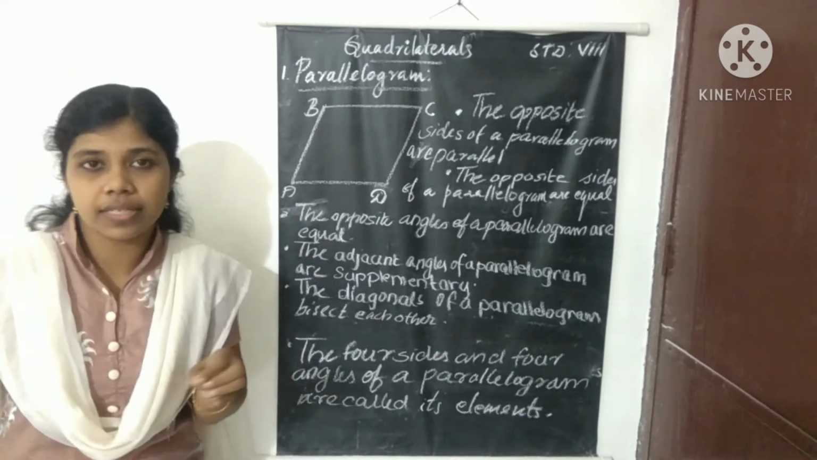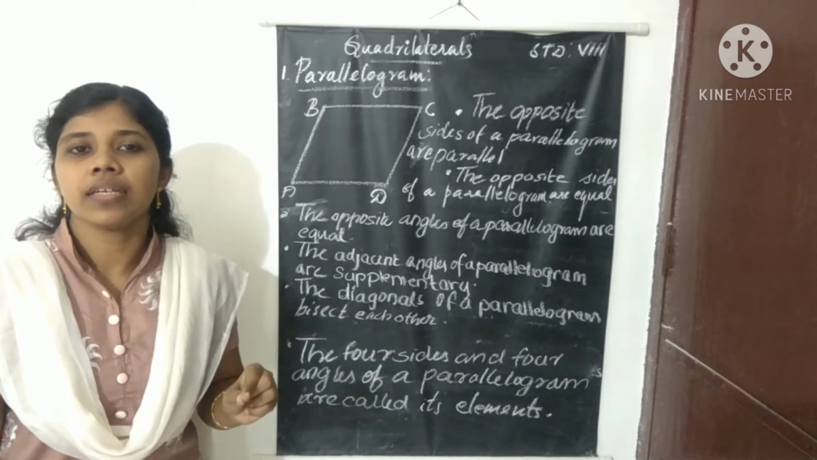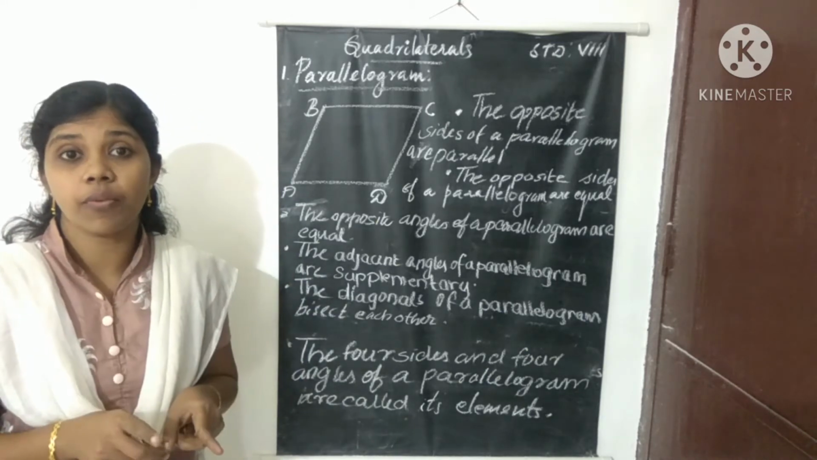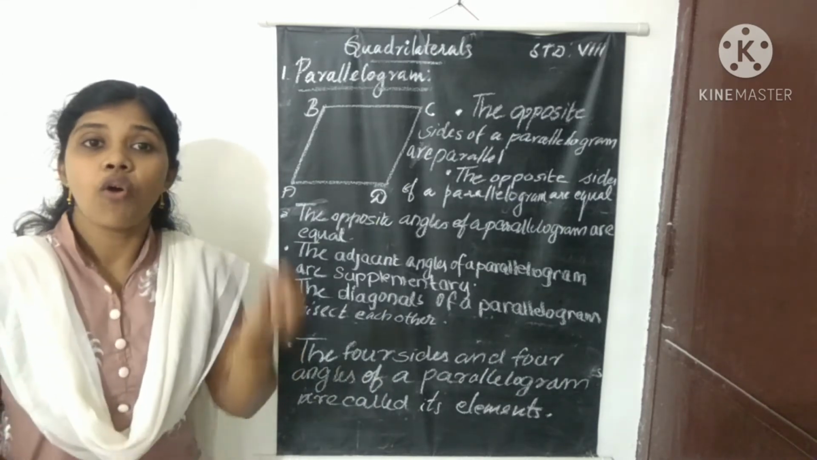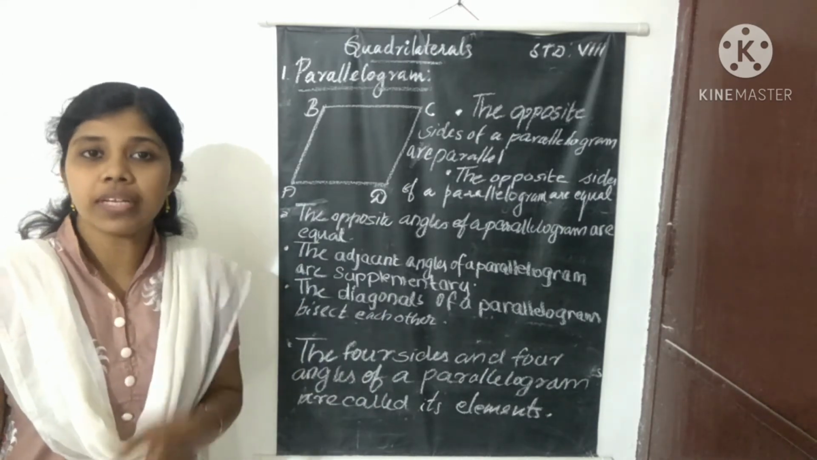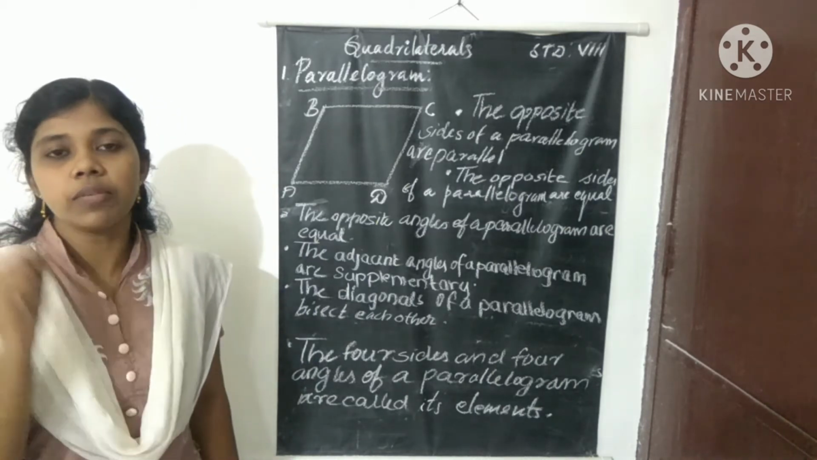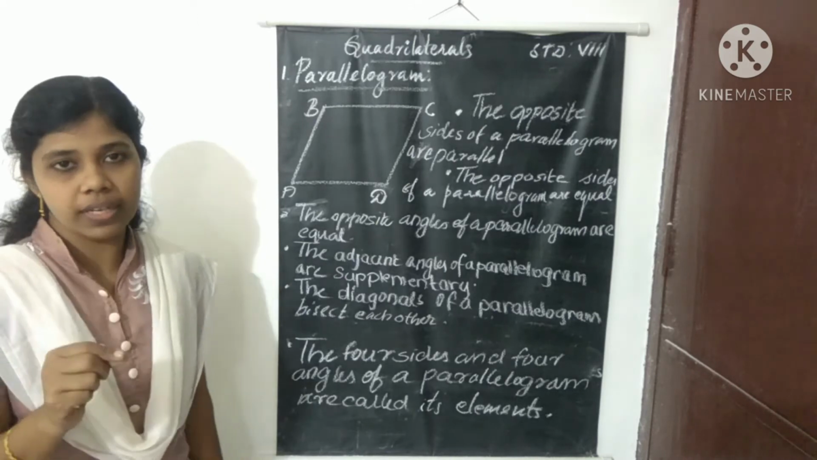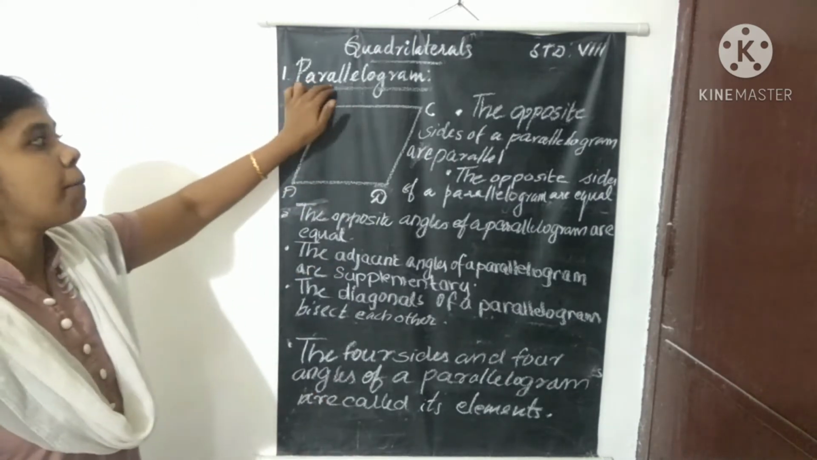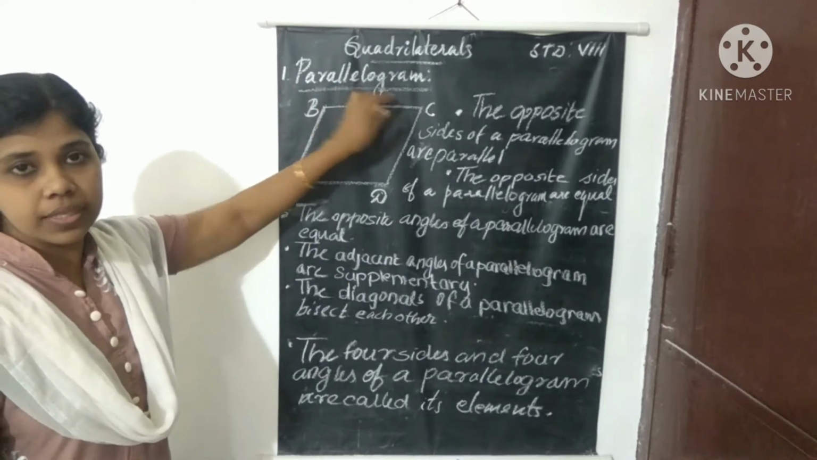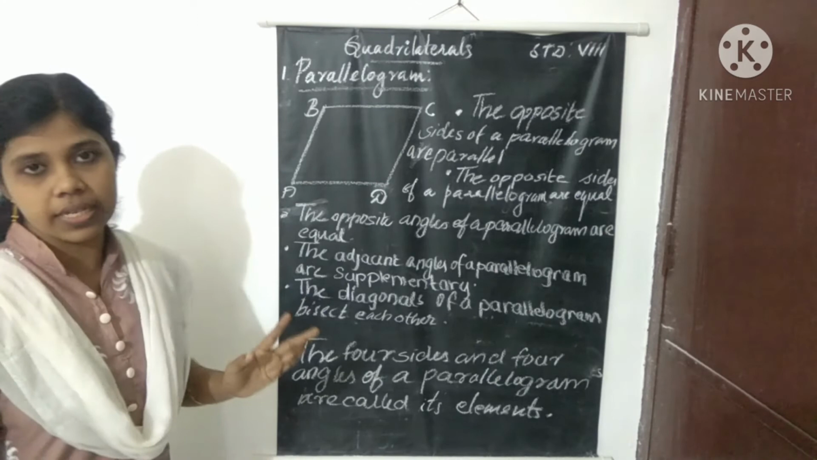A quadrilateral is a simple closed figure. How many sides does it have? Four sides. That is, simply we say that a four-sided polygon is called a quadrilateral. One type of quadrilateral is the parallelogram. This is a simple closed figure with four sides.